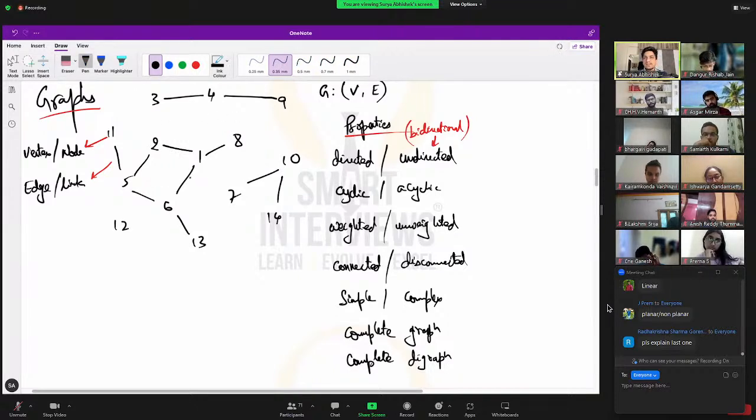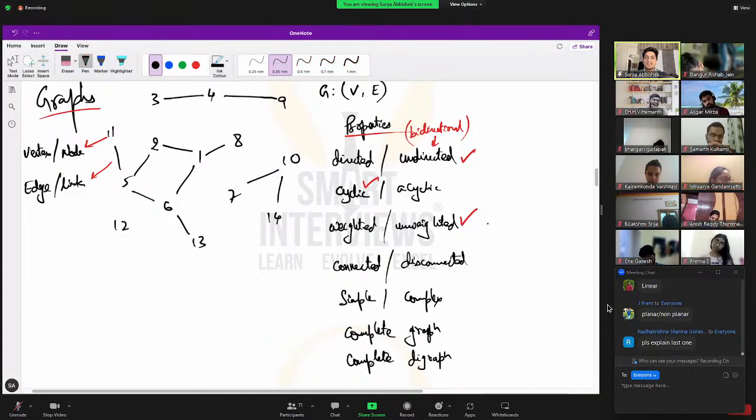So it doesn't matter where the cycle is in your graph. If it has a cycle, it is a cyclic graph. Your entire graph doesn't have to be a cycle for it to be a cyclic graph. You can have a cycle anywhere in your graph. So this graph that we have here is undirected, it is cyclic, and it is unweighted.